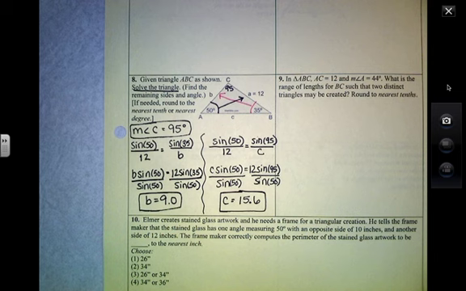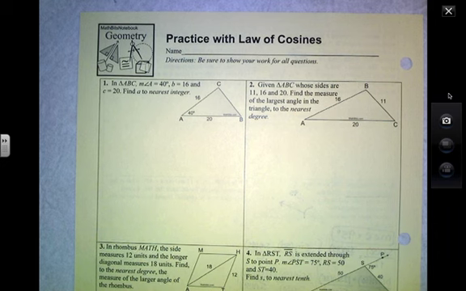Okay, it is possible to look for a missing angle using the law of sines, and we'll look at that situation next class. We're going to look at a couple examples right now with the law of cosines, and I'll show you how to find a missing angle there, so you can kind of see how that will work. Let's look at page 42. We're going to start with number 1.